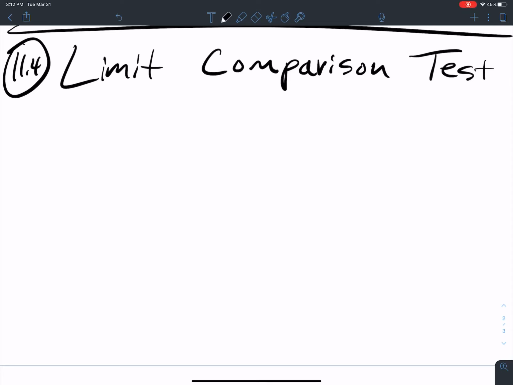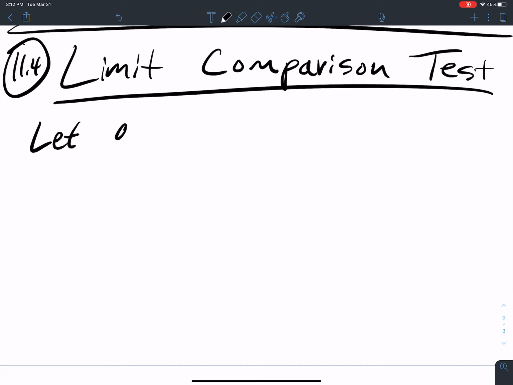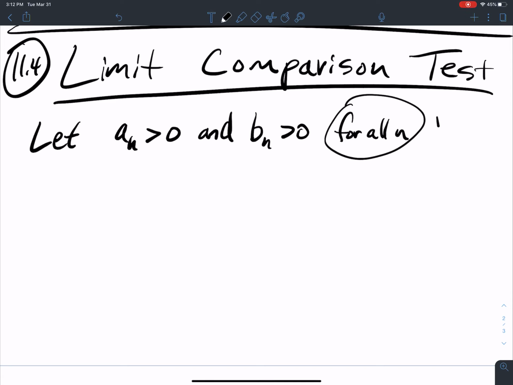Limit comparison test. So section 11.4. So what does the limit comparison test say? Let a sub n be greater than 0 and b sub n be greater than 0 for all n. A quicker way to write for all n is like this here. You don't have to know that, but just in case you want a shortcut.